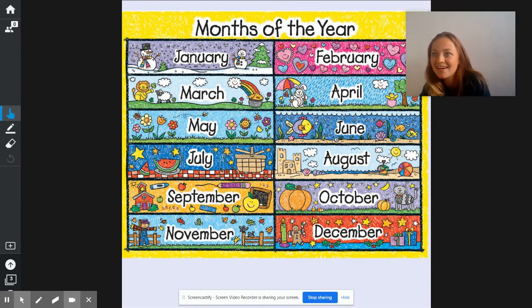How many months are there in a year? Either you know or you can quickly count them up. January, February, March, April, May, June, July, August, September, October. I've run out of fingers. It's more than 10. November, December. There are 12 months in a year.